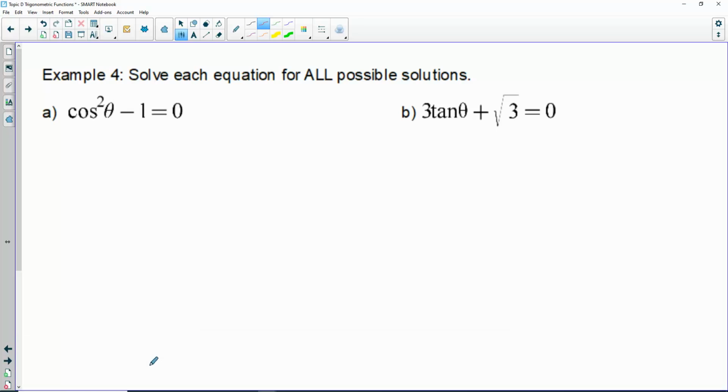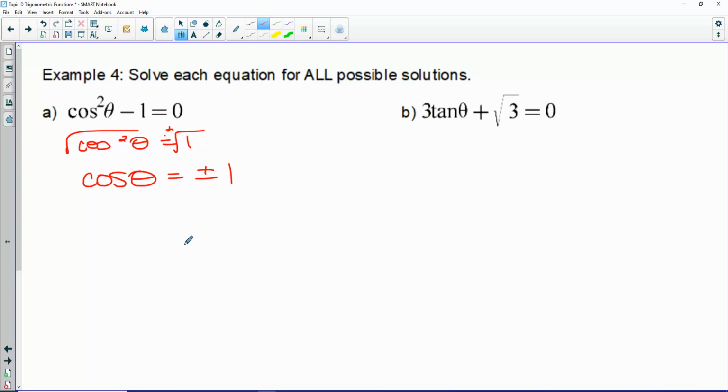Okay. So if I asked you to solve this for all possible solutions, solving our trig function starts out kind of like solving a variable. So you have to get it by itself. What would I do then? Add the 1 over. So cosine squared theta equals 1. How do you get rid of the square? Square root. And if you add a square root, you need plus and minus. So cosine equals plus and minus 1.